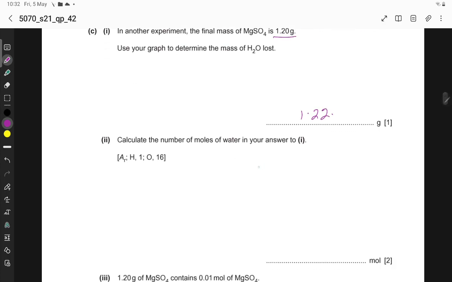Calculate the number of moles of water in your answer to 1. Moles of water is equal to 1.22 divided by 18.